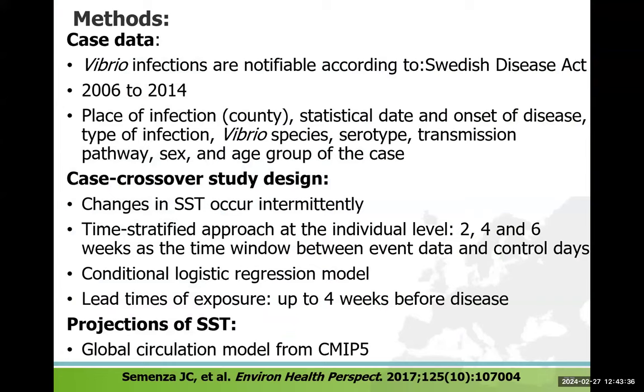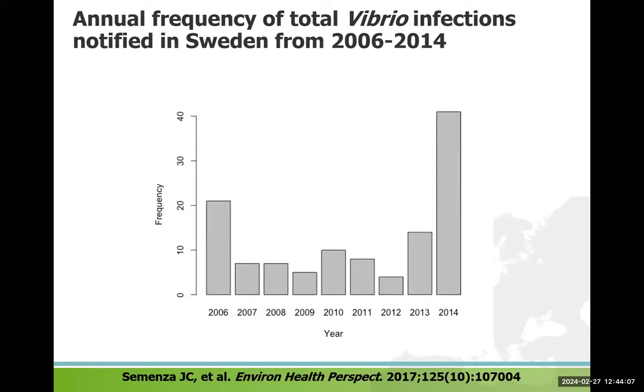So we set up a case crossover study where we linked the climatic conditions to cases found in certain counties in Sweden where these bacteria are reportable by law. So they're not reportable on a European scale, but in Sweden they are. And so we basically set up a case crossover study to monitor the climatic conditions prior to the occurrence of that case in that particular county. And we did in fact pick up this peak in cases in 2014 that corresponded to that environmental peak that we had picked up earlier. So it was, in fact, an environmental precursor of that outbreak.